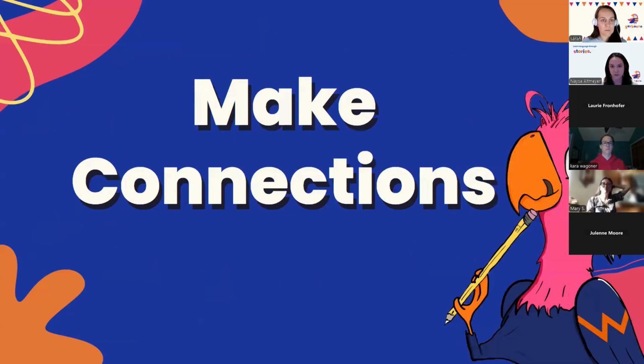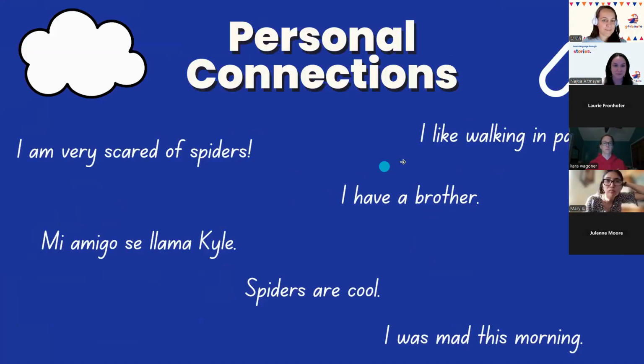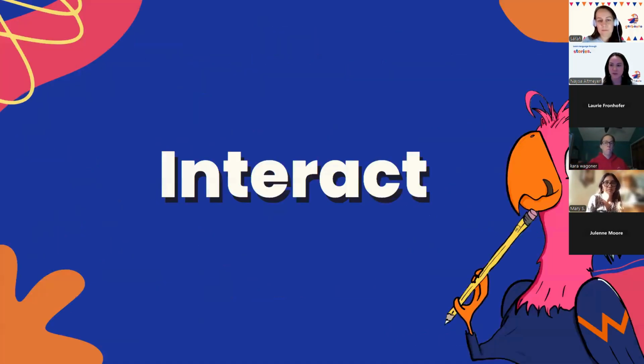Especially if you have them make personal connections. These are some possible personal connections, right? The students might be like, oh, spiders. I'm scared of spiders. Oh, I have an amigo que se llama cow. Or spiders are cool. I have a brother. I like walking in parks. Maybe I have a girl problem, et cetera, et cetera. So have students make some personal connections before you start using the word cloud.